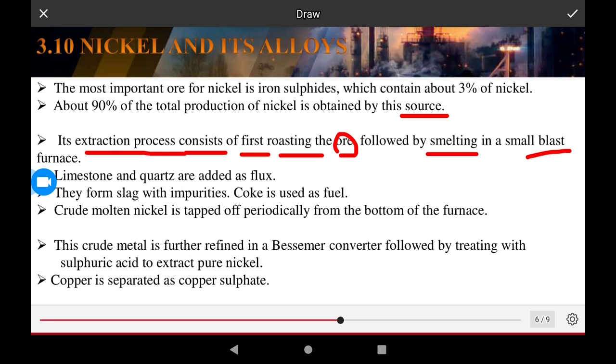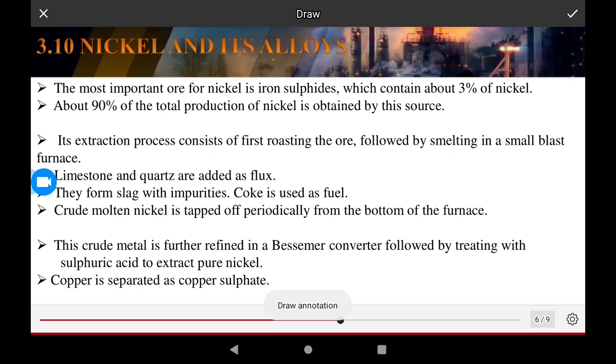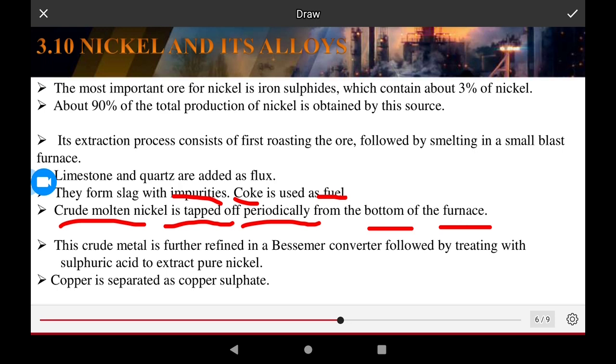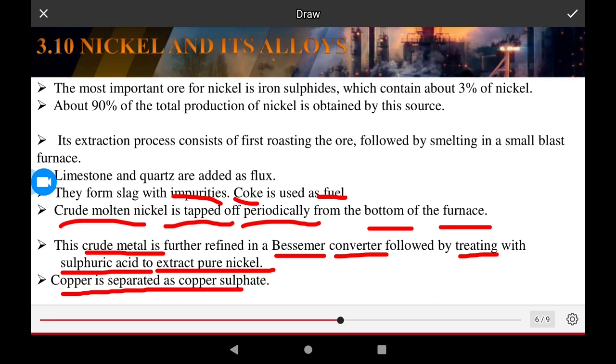Limestone and quartz are added as flux. They form a slag with the impurities. Coke is used as the fuel. The crude molten nickel is tapped off periodically from the bottom of the furnace. This crude metal is further refined in the Bessemer converter, followed by treating with sulfuric acid, to achieve pure nickel. Copper is separated as copper sulfate.